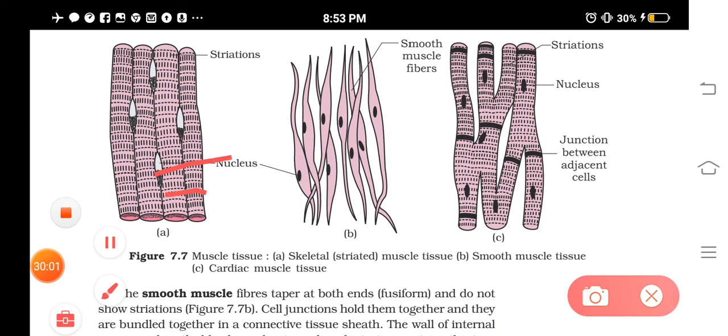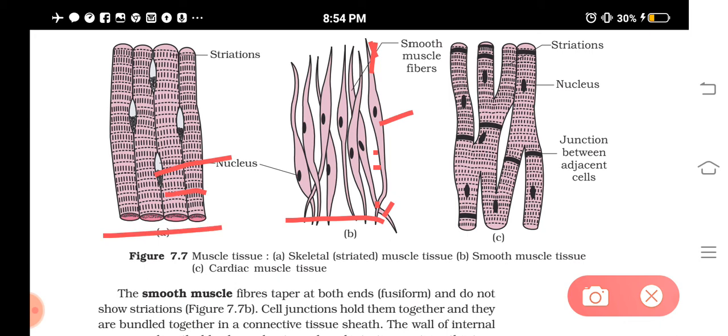The smooth muscles. You can see here, their shape is what? Spindle shape. Both the ends are pointed. They are uninucleated and they are not having any striations. They are also known as unstriated muscles, and they will not work according to our will. They work continuously, not according to our will. So they are known as involuntary muscles.